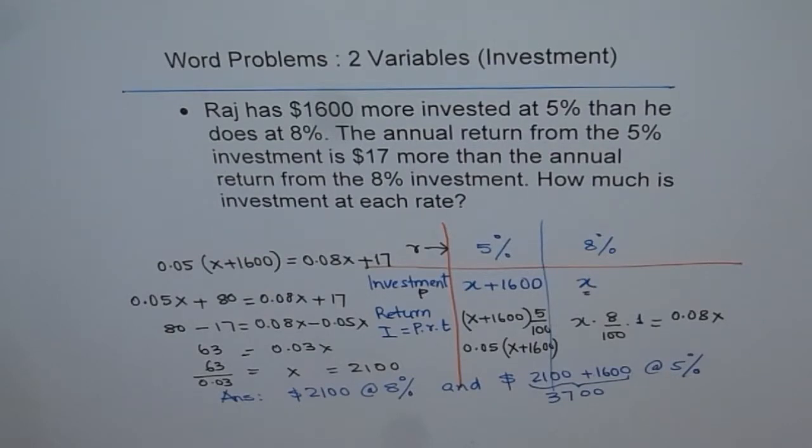So that is how this problem will be done. I hope you understand it. And you also understand this formula, interest is PRT. That's the main thing, right? That helps you to find the return on investment. It's a simple interest example which we are taking at present.